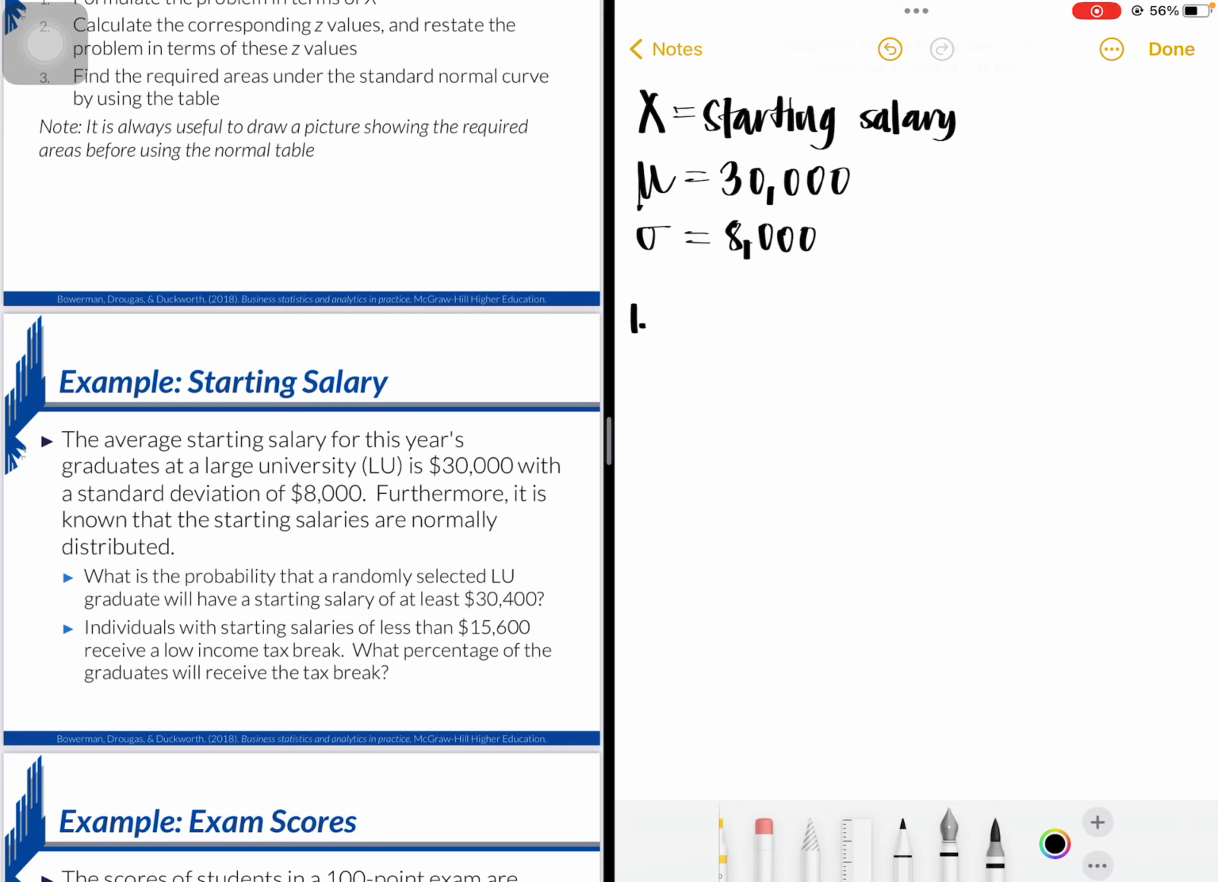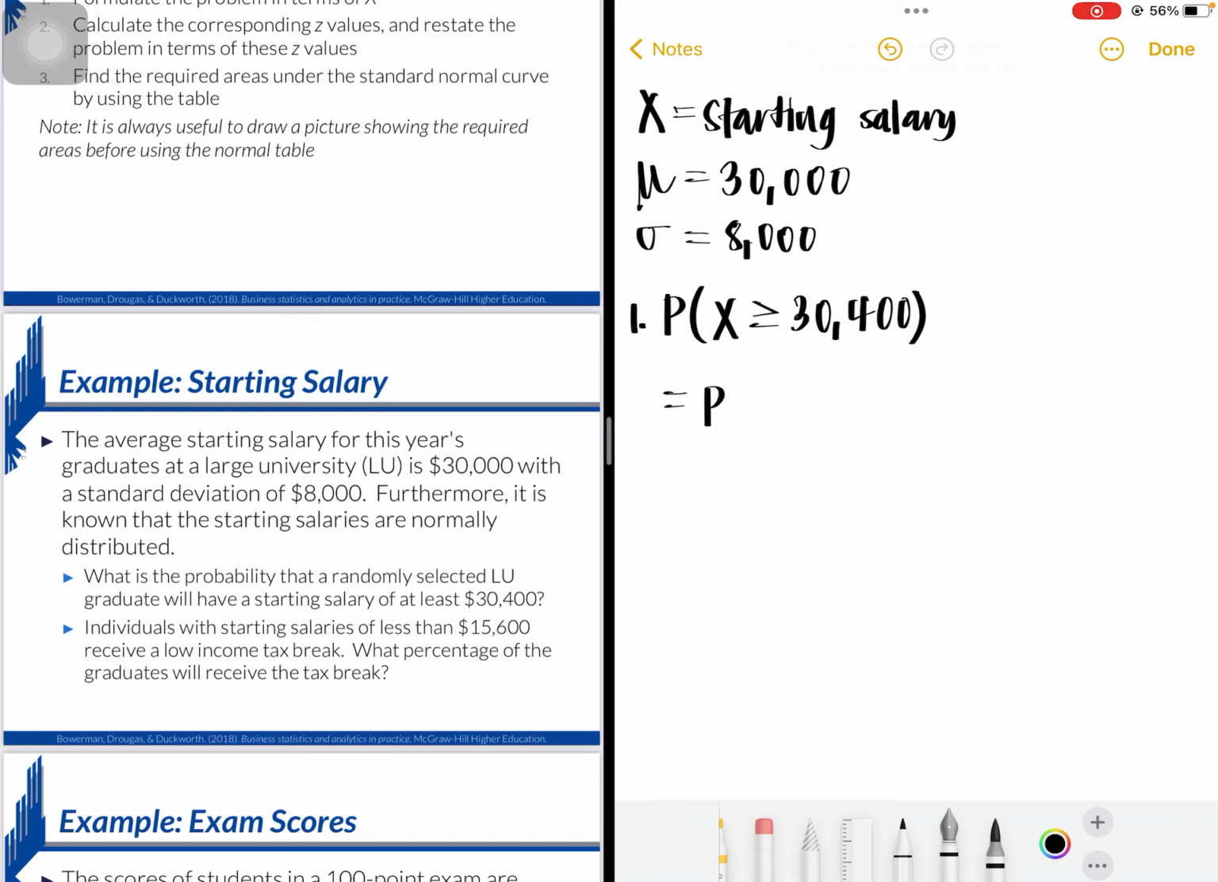Like what was stated in the earlier slide, we have to formulate this first in terms of x. So we need to look for the probability that the starting salary, which is x, is at least 30,400. So that's how we denote this problem in terms of x. Now the next step is to convert this to z so that we can use the standard normal distribution to derive the probabilities.